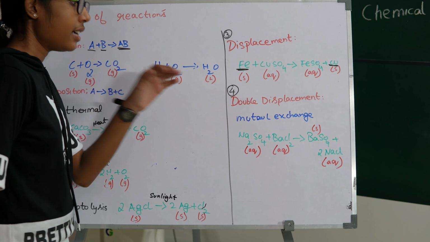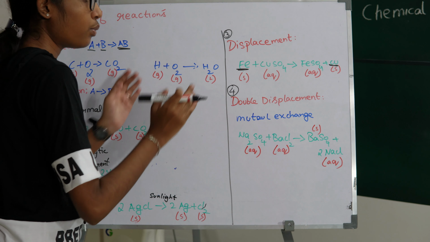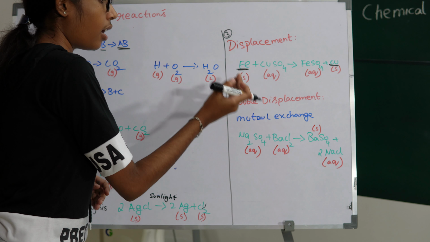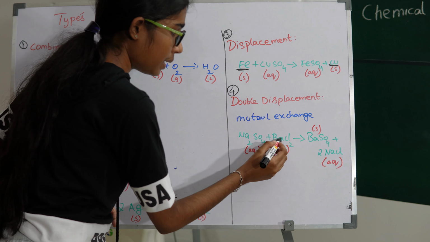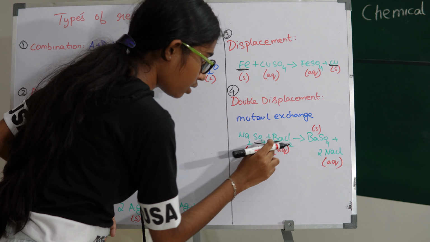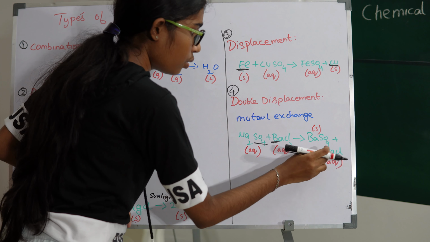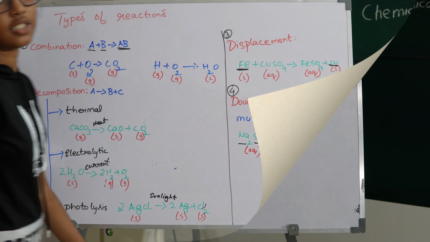And next is double displacement. Double displacement means a mutual exchange. So here only one is exchanging, but here it is a mutual exchange. So Na2SO4 plus BaCl2 gives Ba and SO4 joining together, and over here 2 NaCl. This and this are joining. This is a mutual exchange.